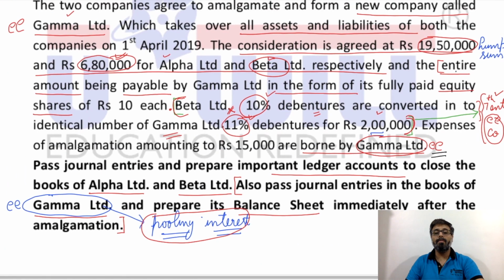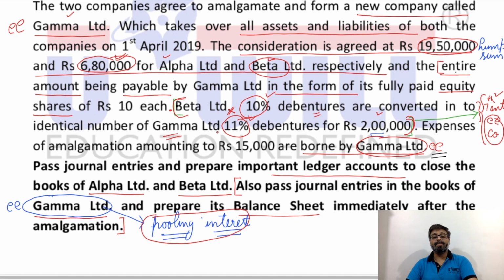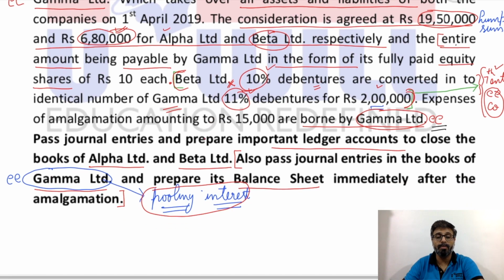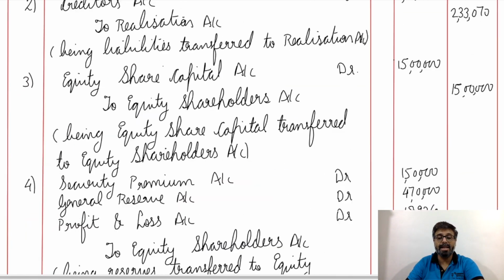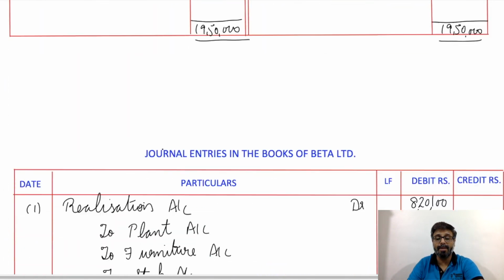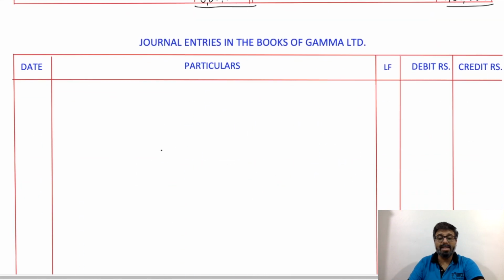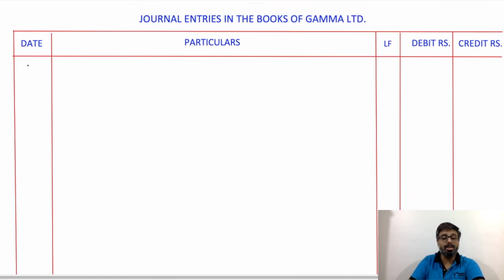All of you can pause this video, and if you have any confusion, then refer to the summary and go through properly the 7 journal entries which we have studied in the pooling of interest method. Those entries we are going to pass. So let's take up the entries in the books of Gamma Limited. The very first entry, if you refer to the summary, was to take over the business. The entry for the same was business purchase account debit.